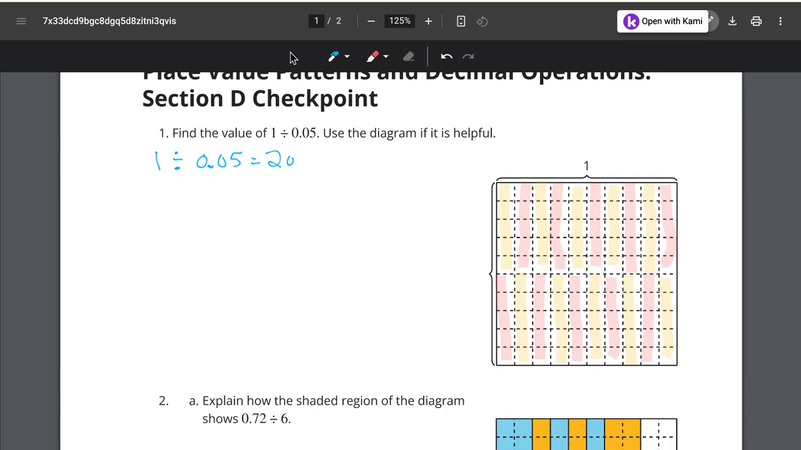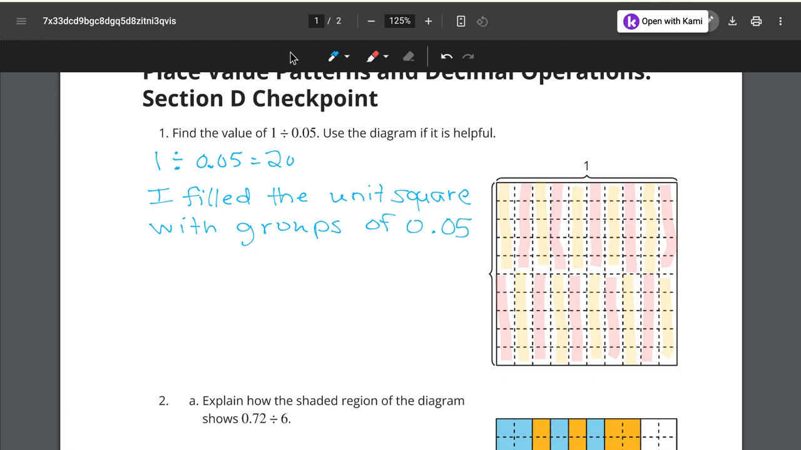Now, if we were going to explain this, I always say that when we do a diagram, it's good to give it a little bit of a caption. So I'm going to say here simply that I filled the unit square. That's what we started with, right? A unit square that represented one whole. I filled the unit square with groups of 5 hundredths, and there were 20 of them.